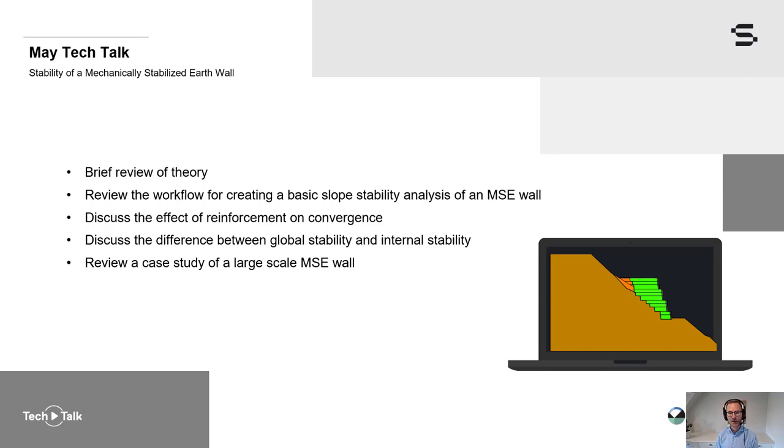In this Tech Talk, we will briefly review the theory behind modeling soil structure interaction in a limit equilibrium analysis, review the workflow for setting up a basic analysis using geosynthetics, and then delve into the topic of convergence. Once this is done, we will discuss the difference between global stability and internal stability, then review a case study for a 37-meter high MSE wall.